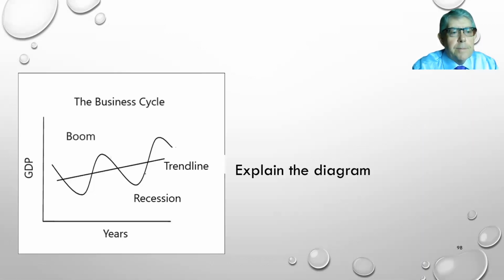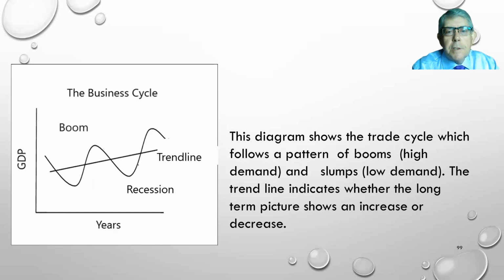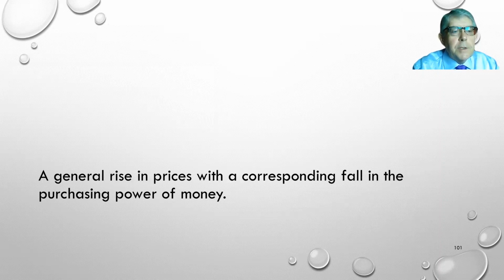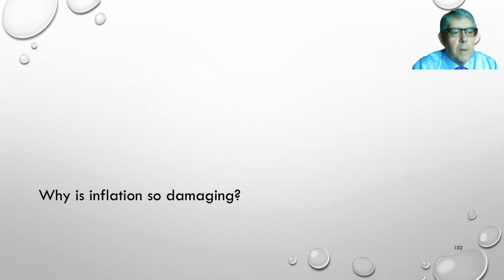Explain the diagram. Well, this is the trade cycle, which shows a pattern of booms, high demand, and slumps, low demand. The trend line indicates whether the long-term picture shows an increase or a decrease. Define inflation. This is a general rise in prices with a corresponding fall in the purchasing power of money. Why is inflation so damaging?